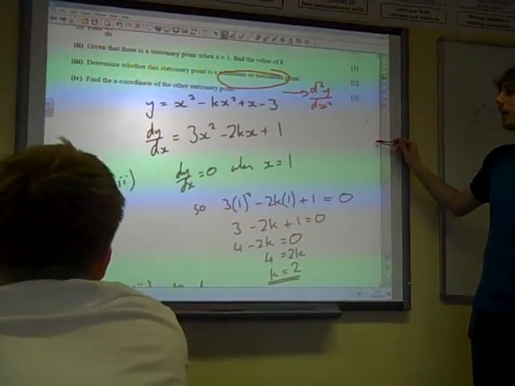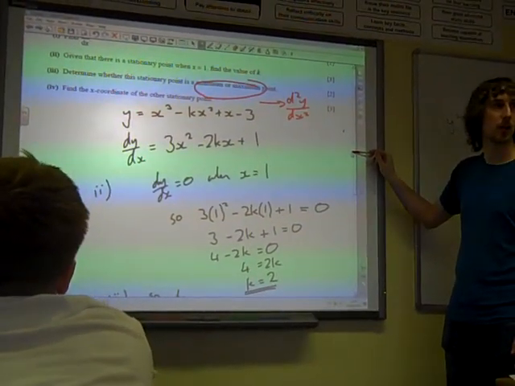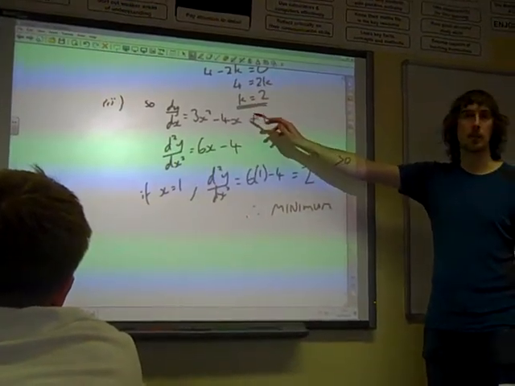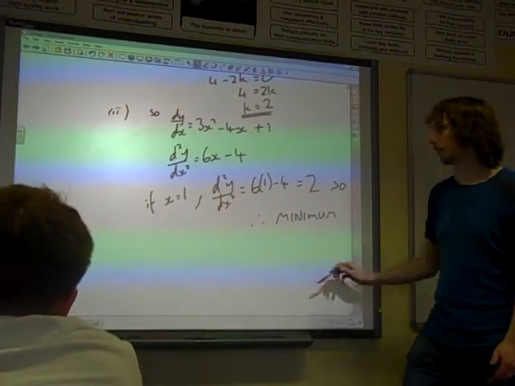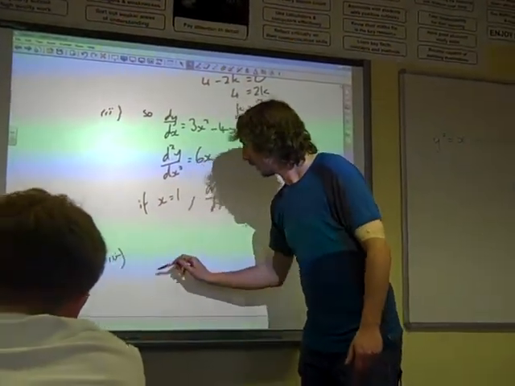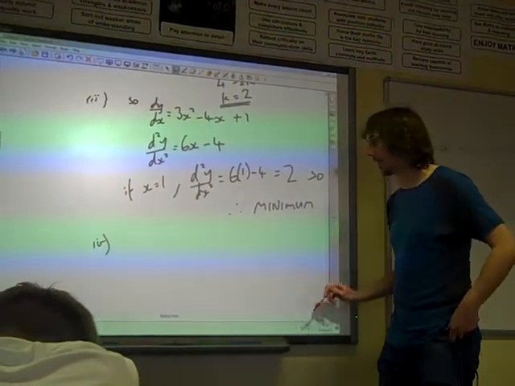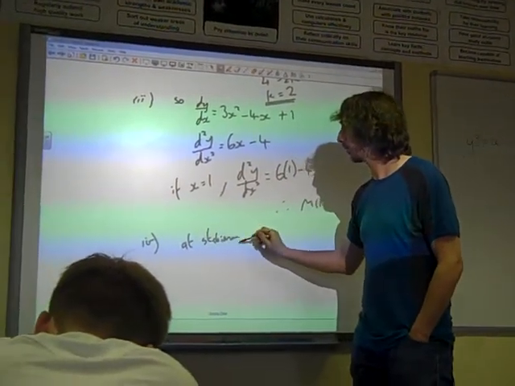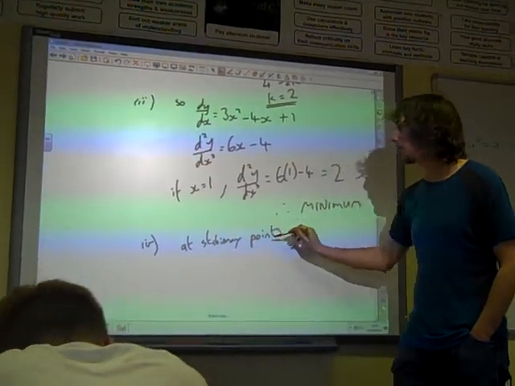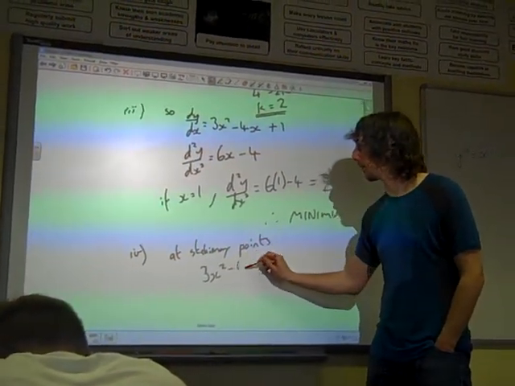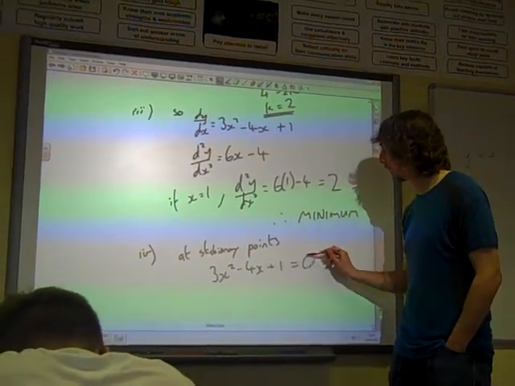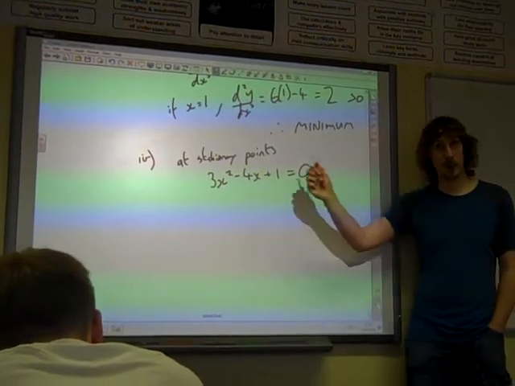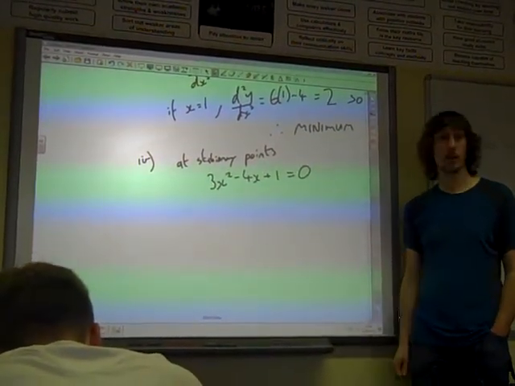Find the x-coordinate of the other stationary point. Well, hang on, what have we got here? We know that dy by dx is 3x squared minus 4x plus 1. At the stationary points, dy by dx is 0. So that means 3x squared minus 4x plus 1 equals 0. The other stationary point just means what's the other x value that satisfies this.